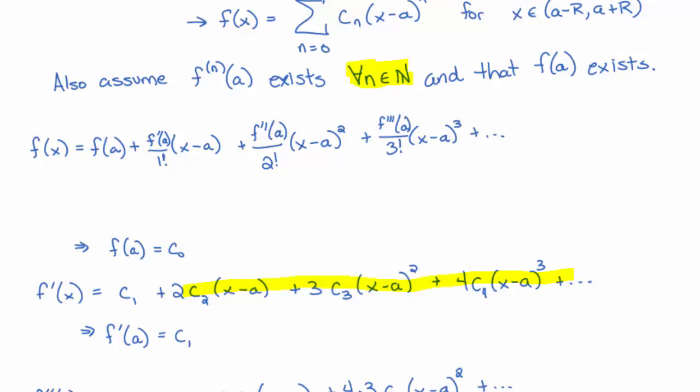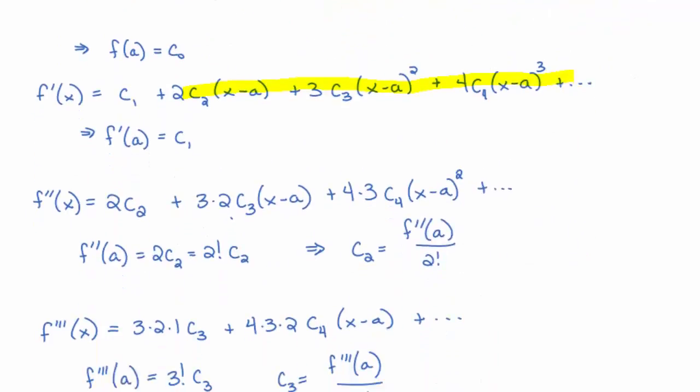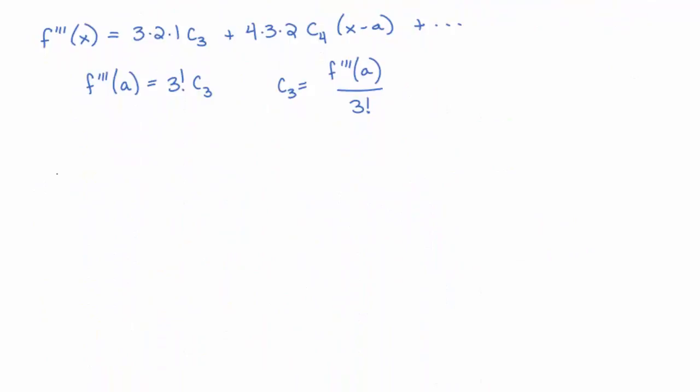And in general, again, this can be proved via induction. In general, the nth derivative, or the nth coefficient, is going to be the nth derivative evaluated at a over n factorial.